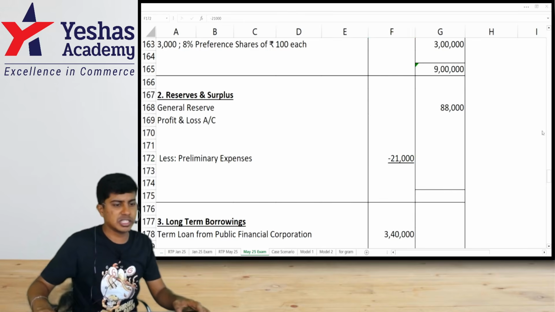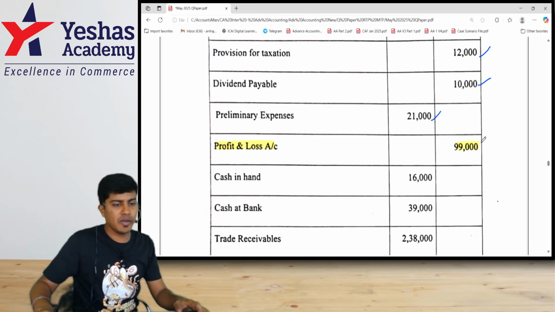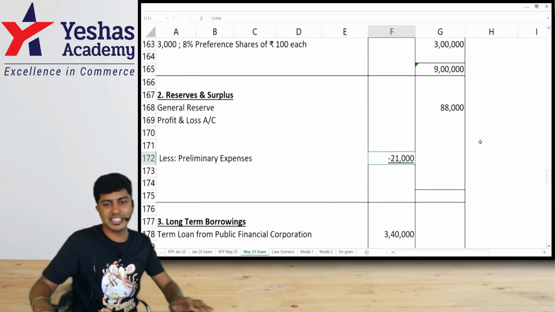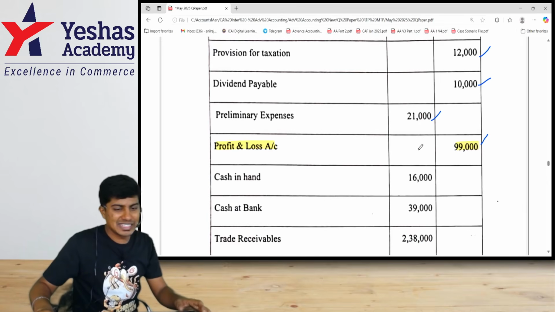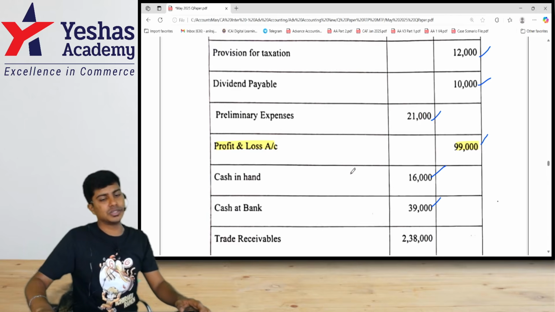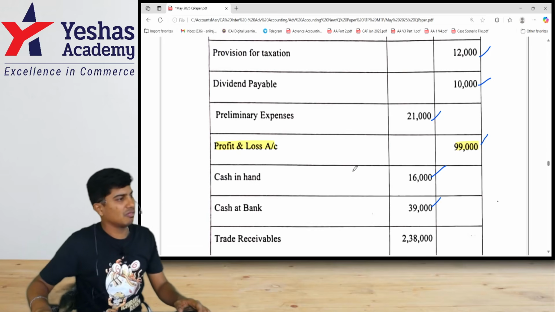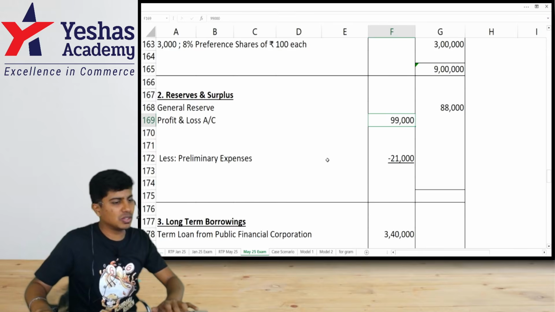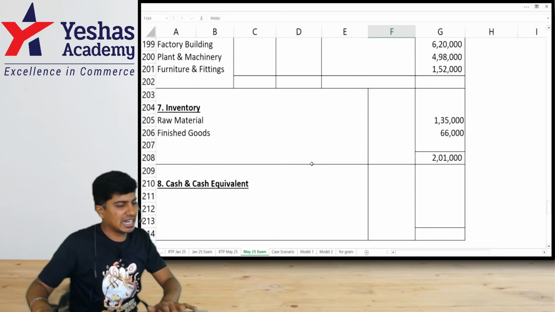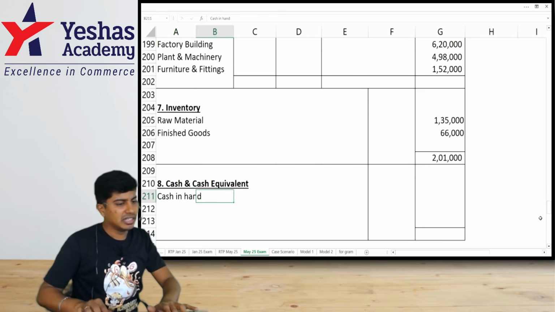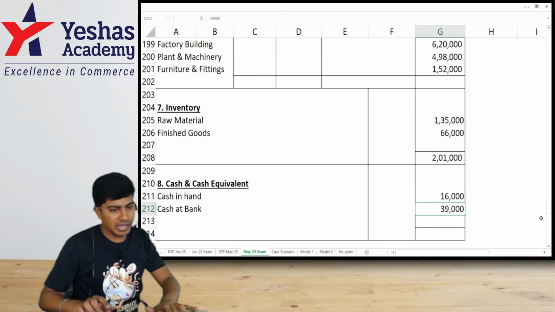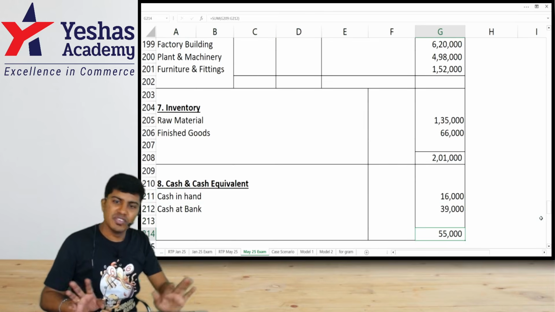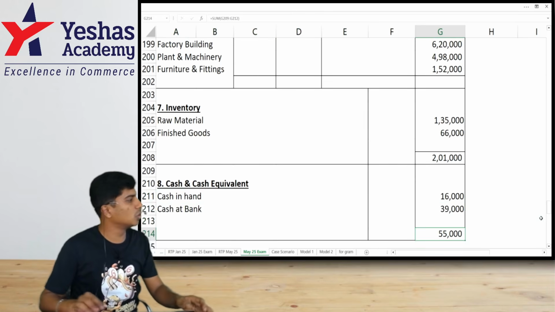What do we have after this preliminary expenses? Then we have P&L 99. This has adjustment. I would write P&L 99. Is that okay? Next, we have cash in hand 16,000, cash at bank 39,000. 16 plus 39 is 55. 55,000 will become our asset. I'll write cash and cash equivalents, cash in hand 16,000. Cash at bank 39,000, together 55,000. This 55,000 will go to our balance sheet.